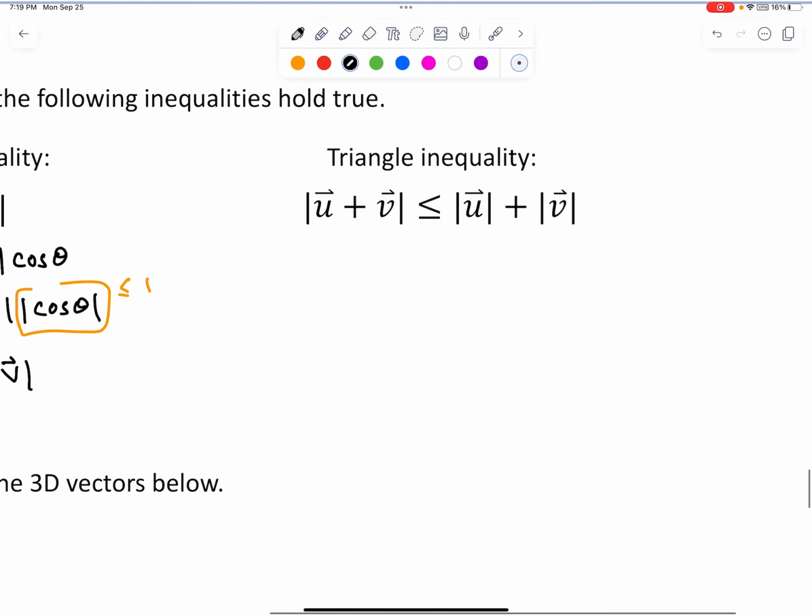Now, the triangle inequality, we're going to explain it in a two-dimensional context, which you can easily generalize to a three-dimensional context, and then it turns out that it's true no matter the dimension.